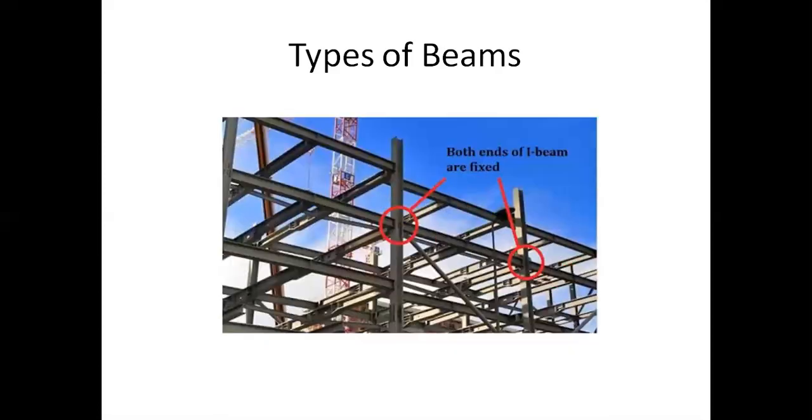Now, take this I beam. This is an I section beam. If you take the I section beam, this is fixed here and this is fixed here. So I think you can easily guess what kind of beam it is. It is a fixed ended beam. So these are some of the practical examples of types of beams.